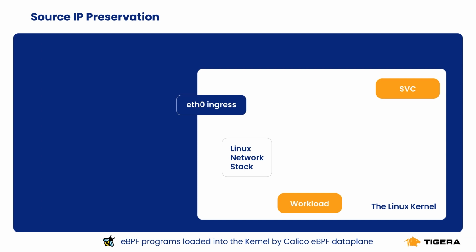I'm glad that you asked, and yes, there is. Enter the Calico eBPF Dataplane. The Calico eBPF Dataplane has the ability to replace the Kube-proxy in your cluster. It implements a blazing fast service implementation via eBPF programs, delivering them without altering the source IP.